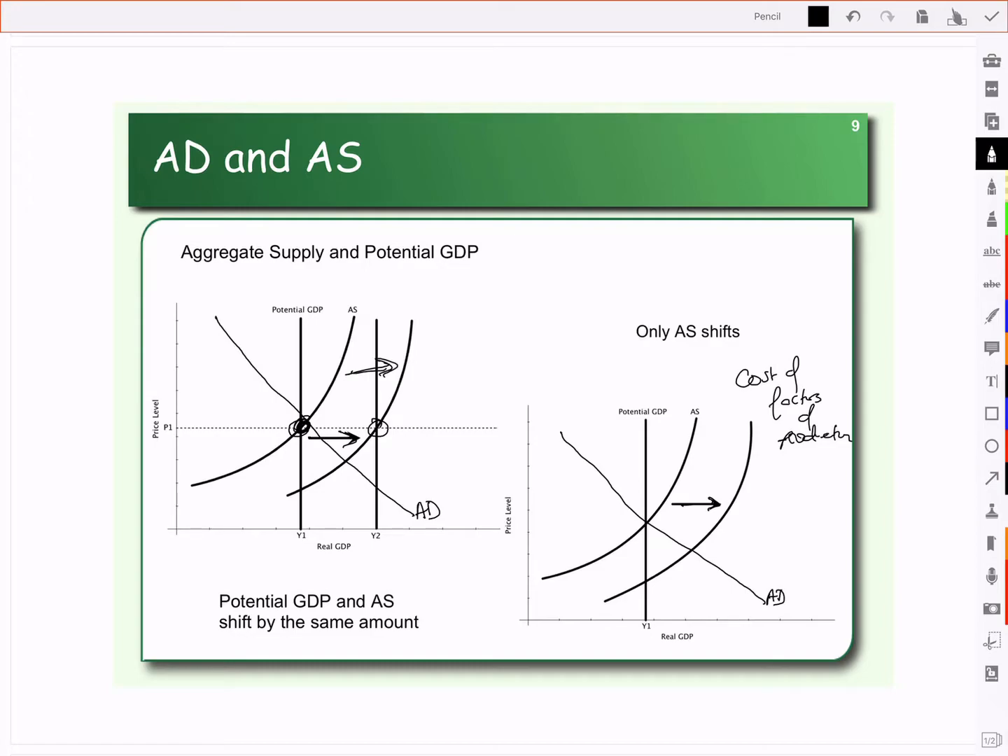That's going to increase aggregate supply and increase potential GDP. So that moves aggregate supply and potential GDP here, but aggregate demand and aggregate supply intersect here. So our new equilibrium is actually here, and then we're no longer at what is called full employment equilibrium. Full employment equilibrium is where your aggregate demand and aggregate supply intersect, and that's also where you're at your potential.